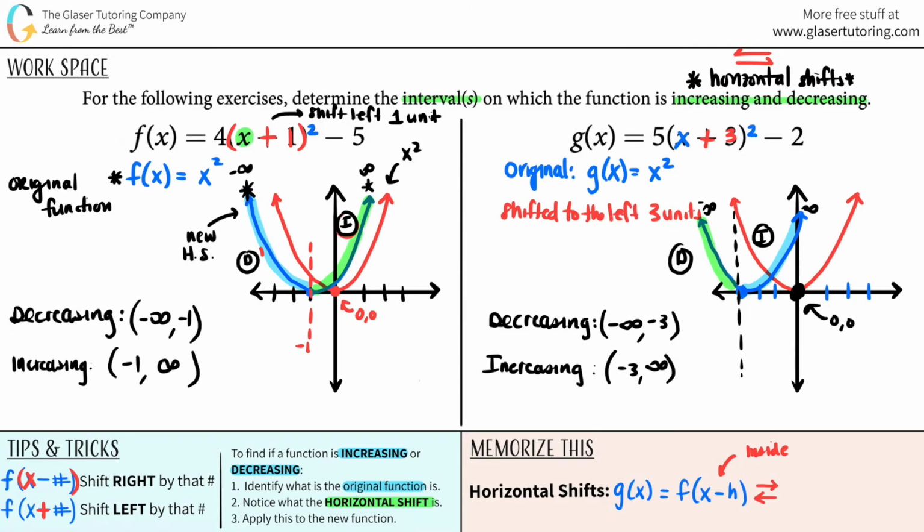Oh, yeah. So, the takeaway is go back to the original, make sure you know what the original looks like, and then just do your horizontal shifts. The horizontal shifts are going to tell you what's going to be increasing and decreasing. All right? Nothing else.